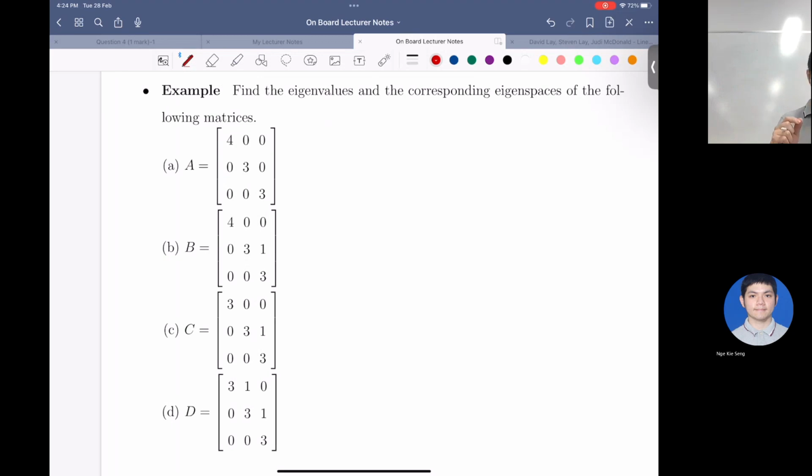So let's do this by inspection. For A, B, C, D, can you immediately tell me what their eigenvalues are? For A, what's the eigenvalue?